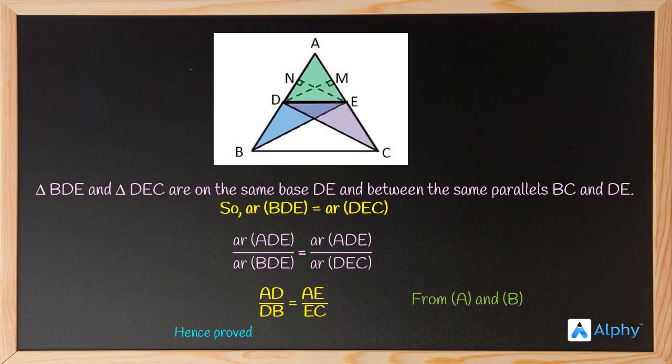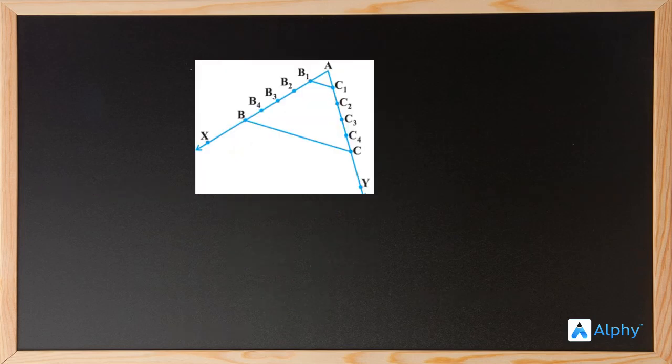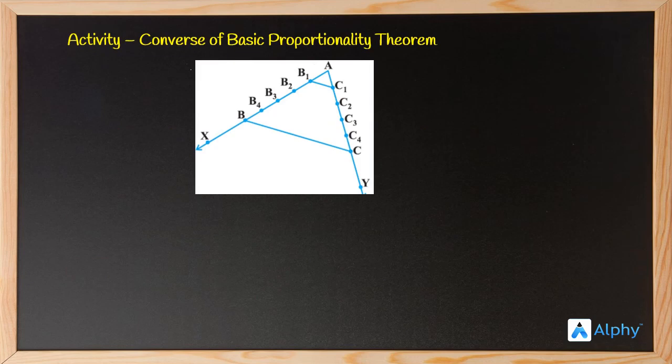Now let us perform an activity which is based on the converse of this theorem. So the activity is based on the converse of the basic proportionality theorem. Now we have this angle XAY.